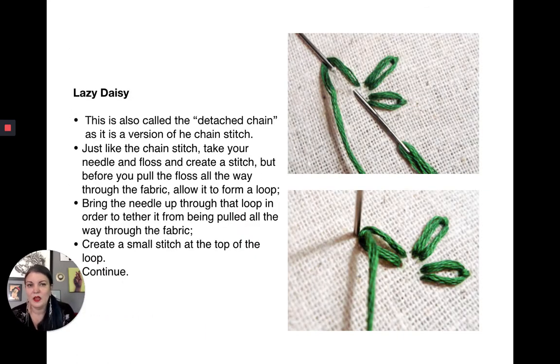Lazy Daisy, this is also called a detached chain. It uses the same technique as the chain stitch. So as you can see, you're doing the same thing. You make like a loop and then you're trapping it. You're tacking it down with a little stitch at the end. But instead of making it a continuous chain, you're kind of making them out like the petals of a flower, okay?